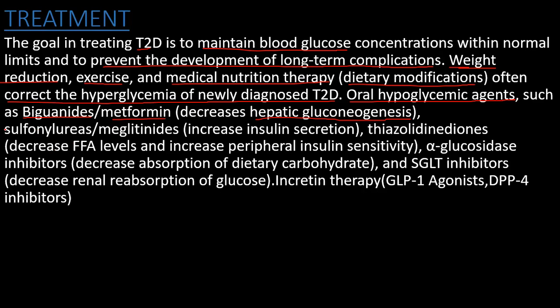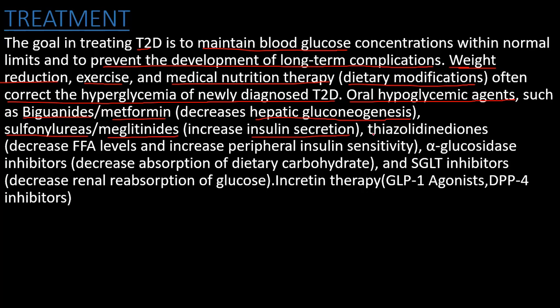We also have another category of drugs known as sulfonylureas and meglitinides. These fall under a category of drugs known as insulin secretagogues, and they usually inhibit the potassium channels in the beta cells, leading to membrane depolarization, which causes the opening of the voltage-gated calcium channels in the beta cells, causing calcium influx and insulin secretion.